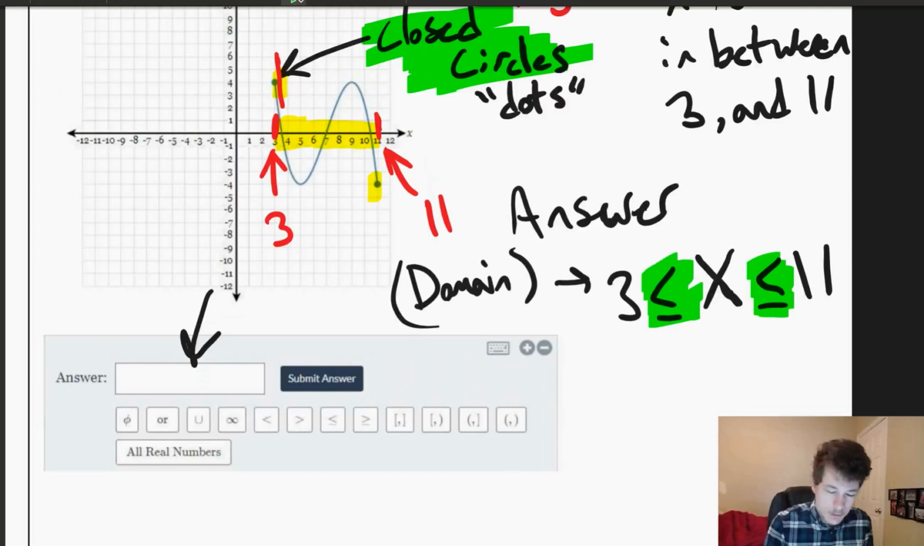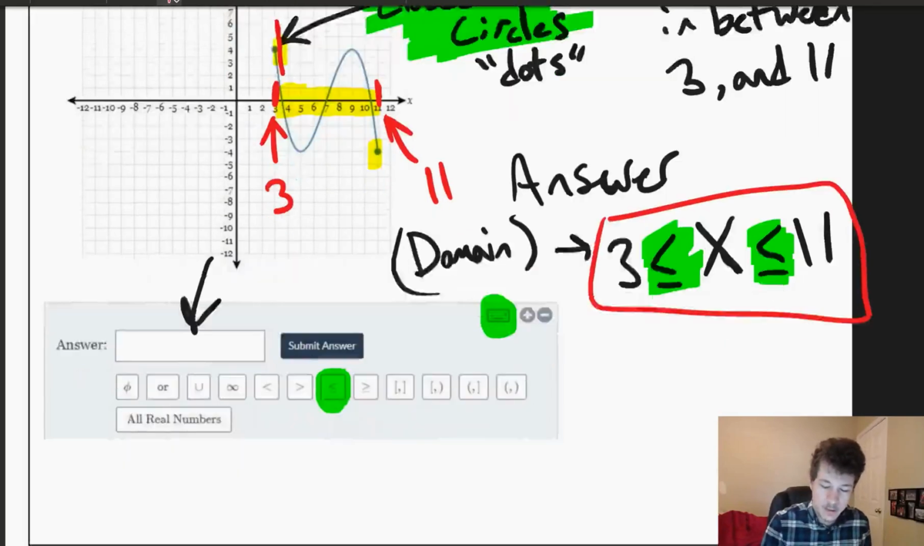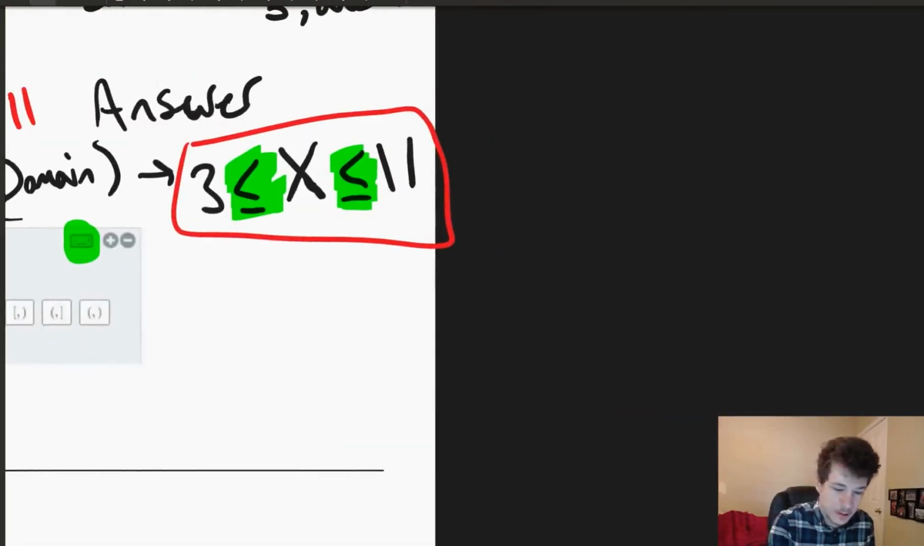Okay, so the button you would use to type in this answer is less than or equal to, and that's really the only button you need. You can type in x, 3, and 11 just normally with your keyboard, or you can also click up here if you want to find a full math keyboard that you can use to enter your answer. So essentially, that's the answer.